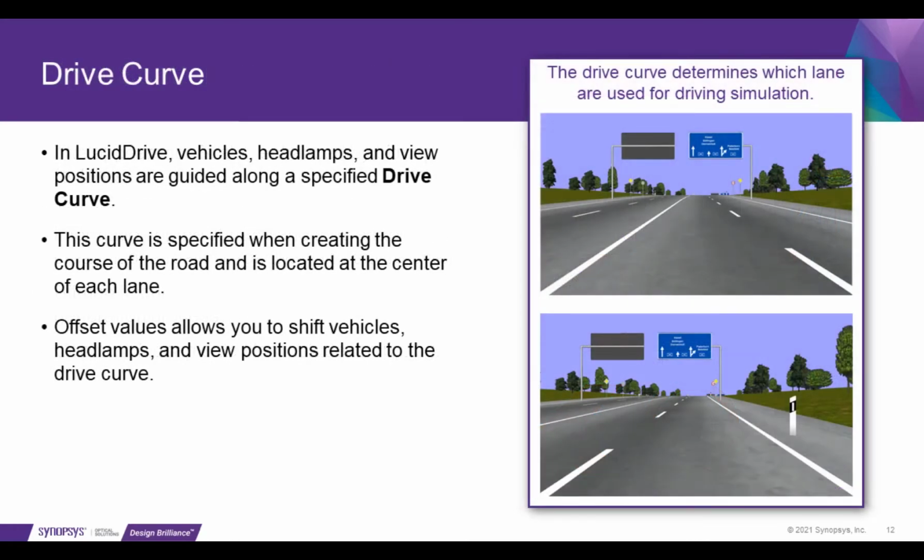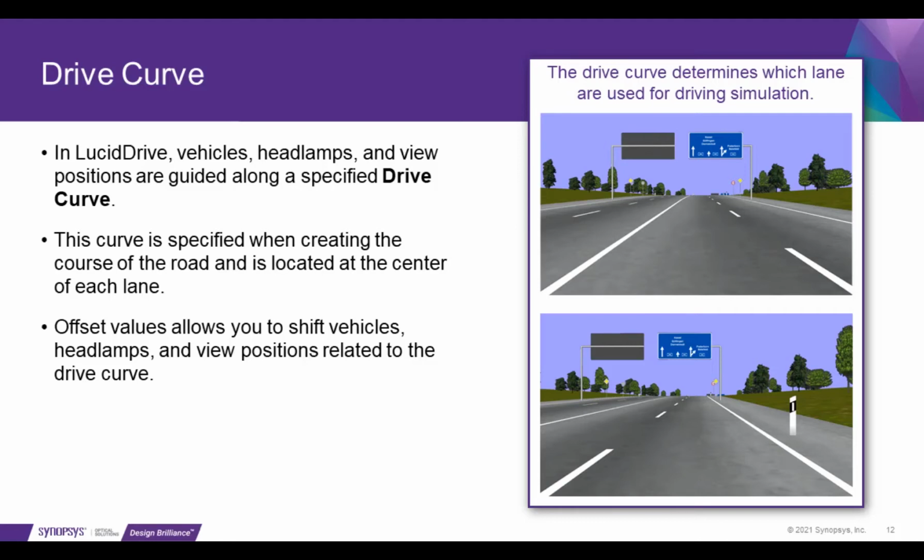So that vehicles, headlamps, and view positions can be guided along a specified road lane, a drive curve is required. This curve is specified when creating the course of the road in the road editor, and is located at the center of each lane. Based on the drive curve, vehicles, headlamps, and view positions can be shifted with offset values. In the images on the right, you can see two examples where different drive curves have been selected.